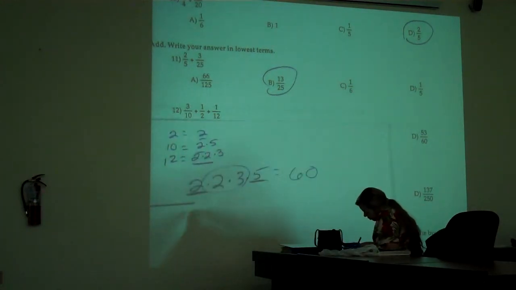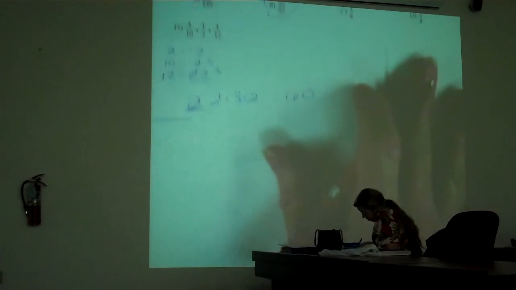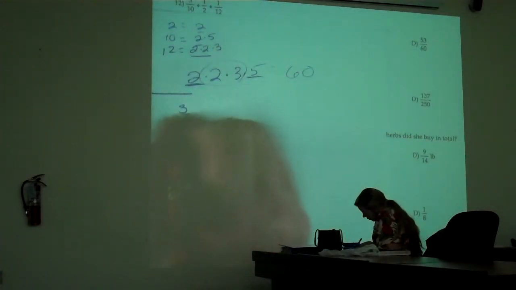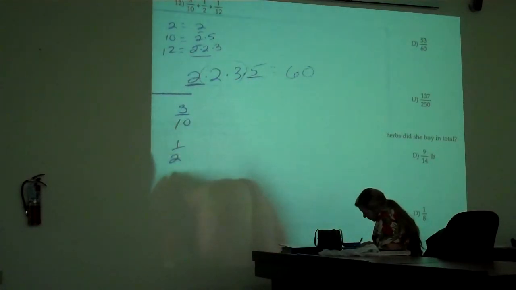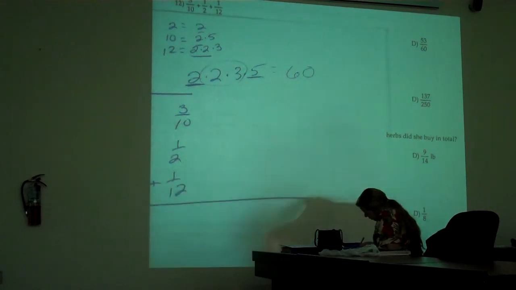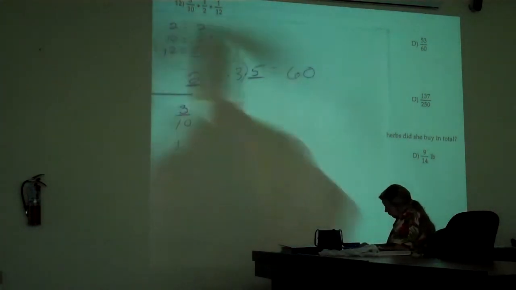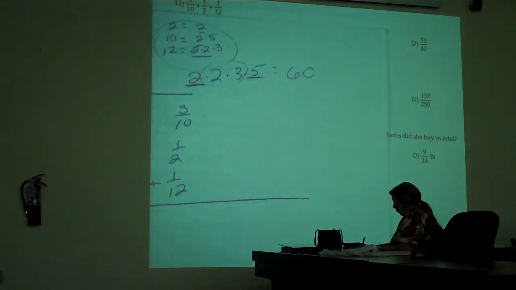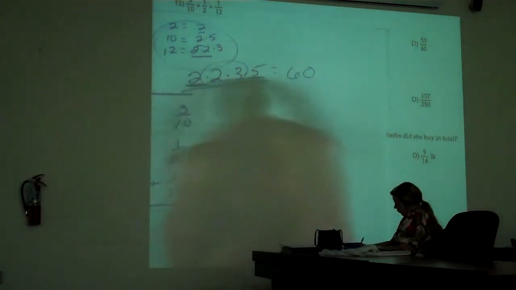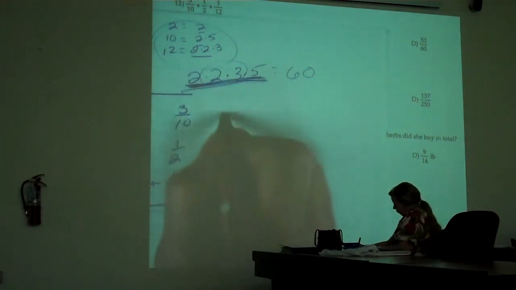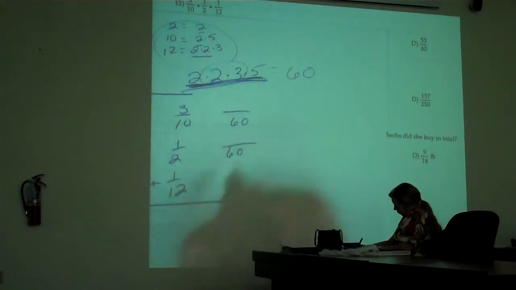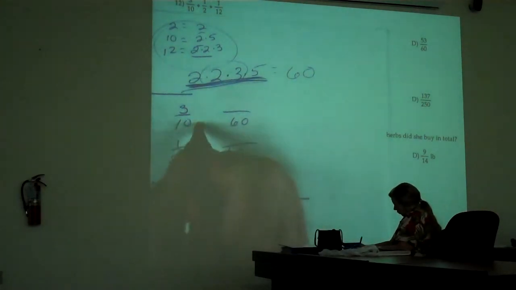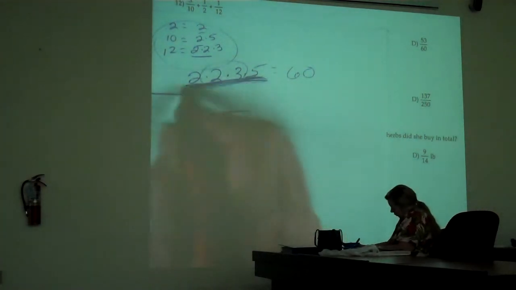Okay, so we're going to do, let me scoot this up, 3 tenths plus 1/2 plus 1/12. The reason I have it where you can see this is it's easy to tell what you multiply by. You see this part right here? Okay, we're putting 60s under all of them. 10 times what is 60? 10 times 6.